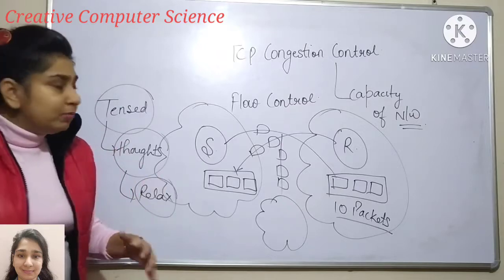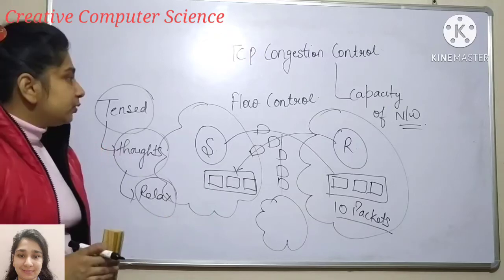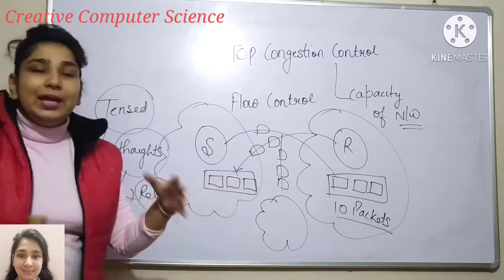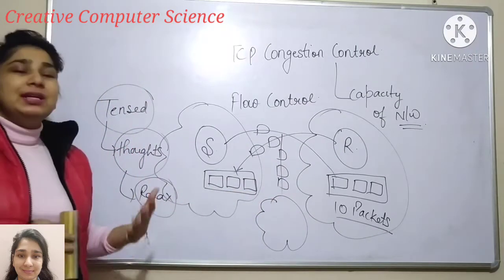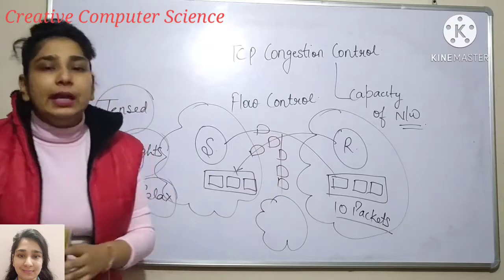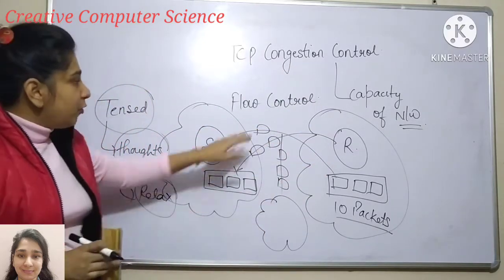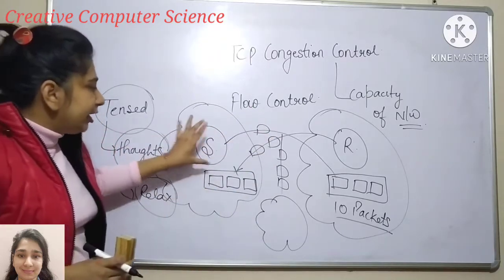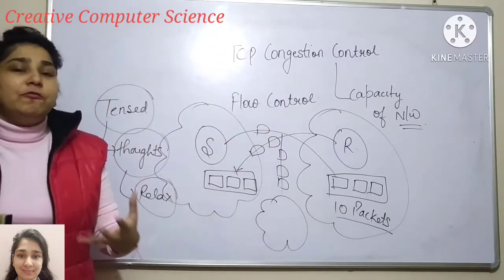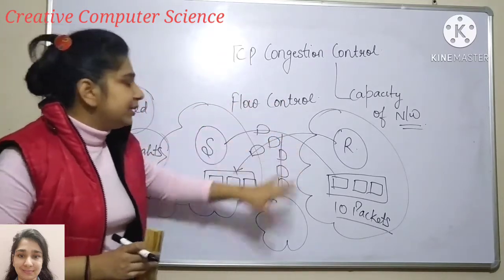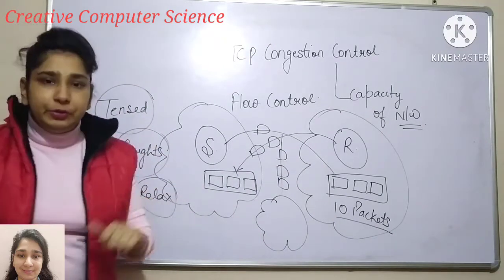If you are sending too many packets on the network, it is definitely going to be congested. So congestion control says we have to manage the flow of packets in the network. We shouldn't send too many packets on the network. So that is basically our congestion control. Flow control is the coordination between the two machines, and congestion control is managing the flow of packets in one particular network.